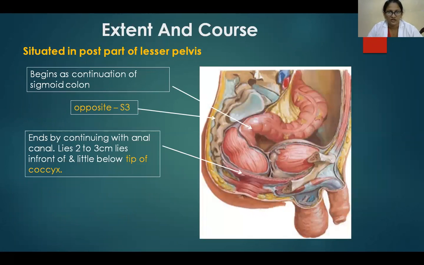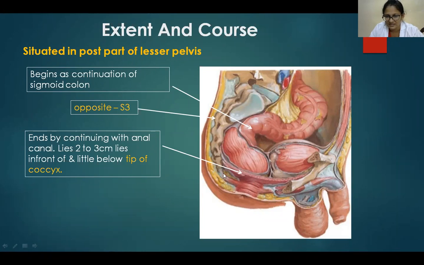See, this is the extension and course of the rectum. This is the continuation. This is the descending colon. The descending colon continues as the sigmoid colon. This is the sigmoid colon. This is the rectum. At the level of S3, the third sacral vertebra, it continues as the rectum, and it will continue as the anal canal.